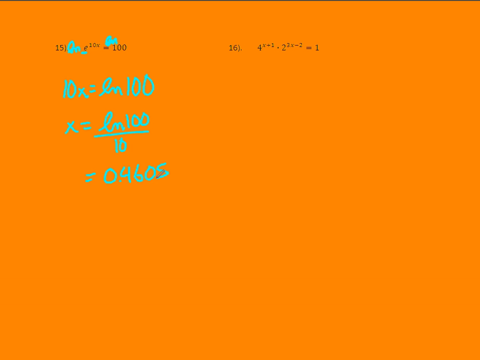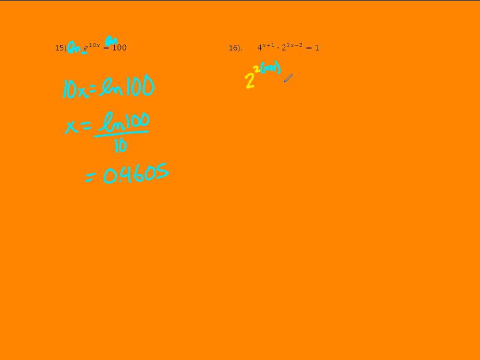Okay, in number 16, I have two things over here. A lot of people will try to take a log immediately. You can't do it until we have like bases everywhere. So, 4 is equal to some number to a power, 2 is the same number to a different power, and so is 1. Now, you can see definitely with these two, I can make 2 squared to give me my 4 to the x plus 1.